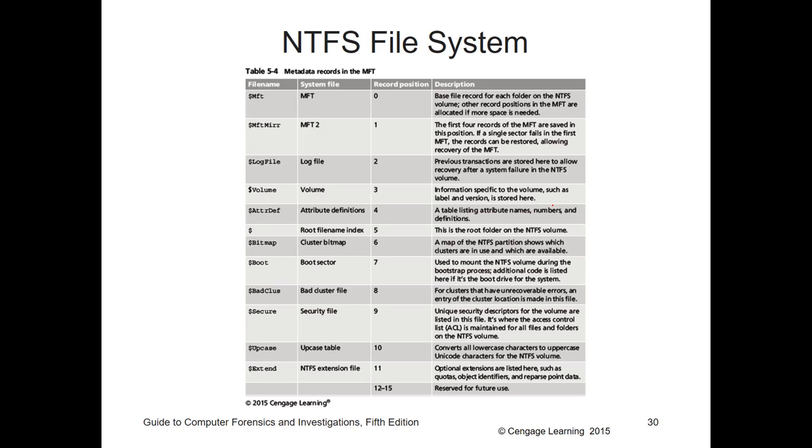Here are some of the file names, system files, and record positions that we may have to look at. If we're looking at volumes or boot sectors or bad sectors or security files, we have the appropriate file names that they're going to be stored under. For example, the boot sector is going to be stored under the $boot file, in record position 7. This is used to mount the NTFS volume during the bootstrap process. So each of these has a specific location and specific purpose.